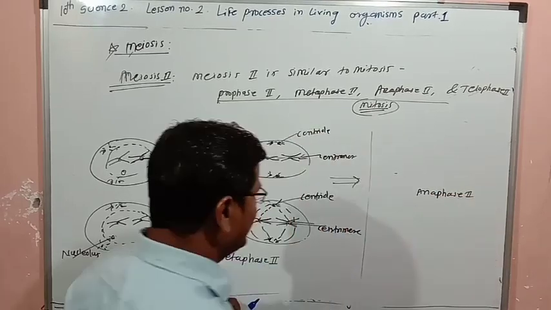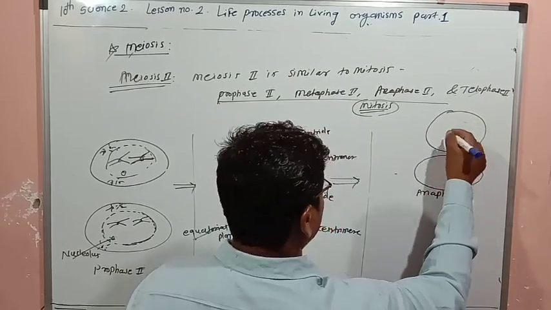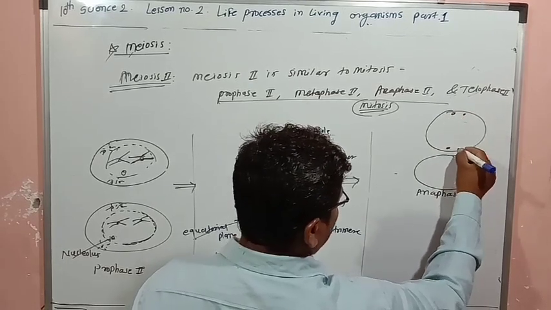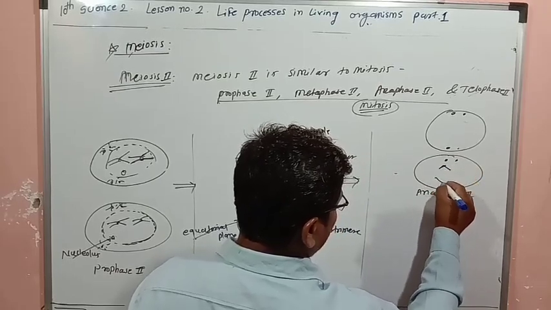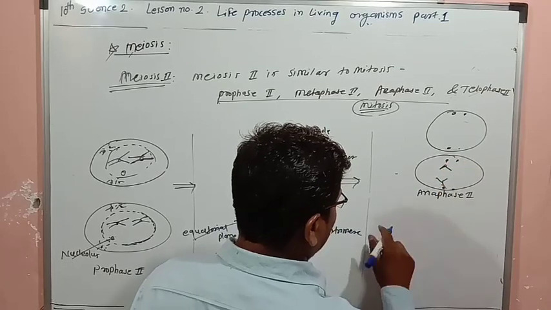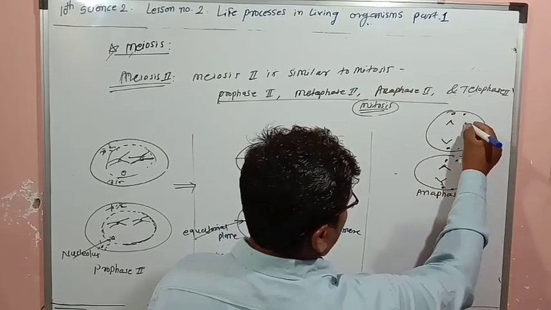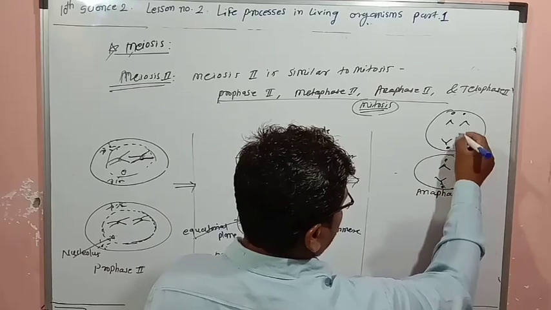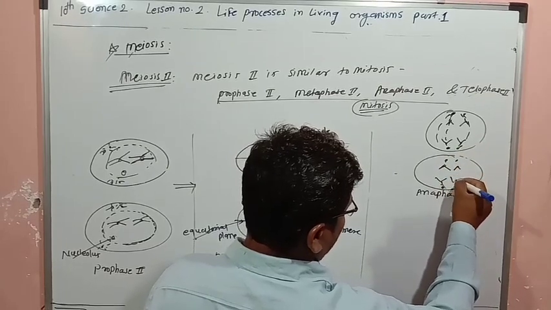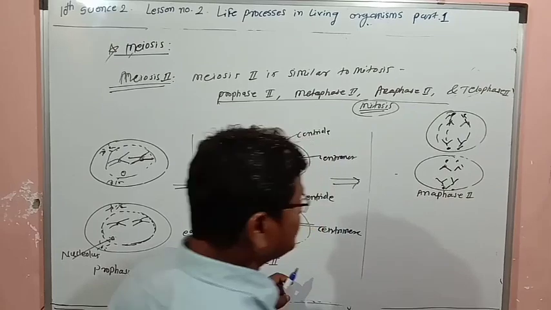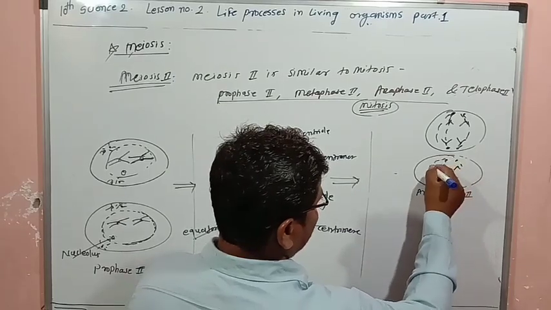Anaphase second. In the anaphase second, one cell is here, with a centriole at each pole. The chromosomes will split, and after splitting they will be pulled towards the centriole. In this phase you also have to show spindle fibers.